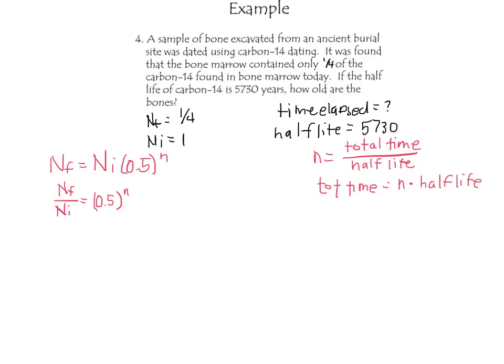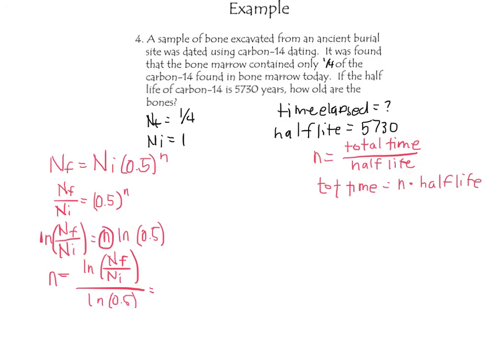And again, using the natural log rules in math, I'm going to put both sides in ln. Now that I have this, I can solve for n. n should equal ln of the final mass divided by the initial mass, all divided by ln of 0.5. Let's plug in the numbers. You end up with 2 half-lives.